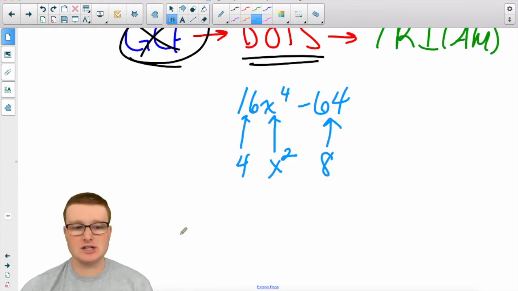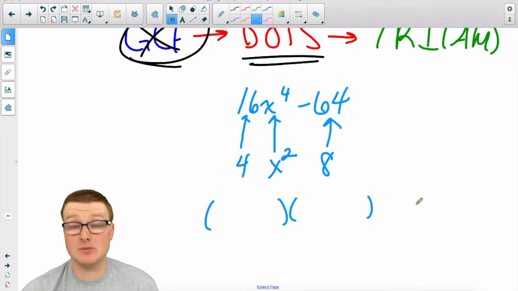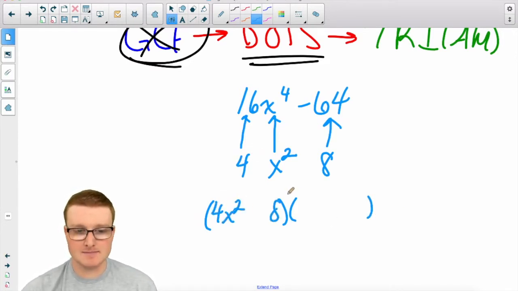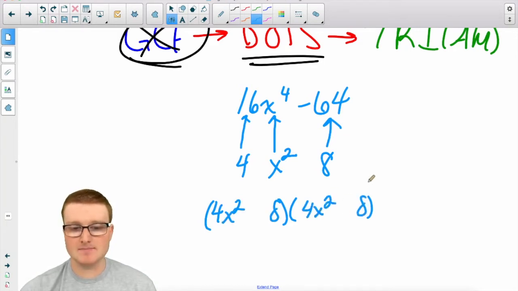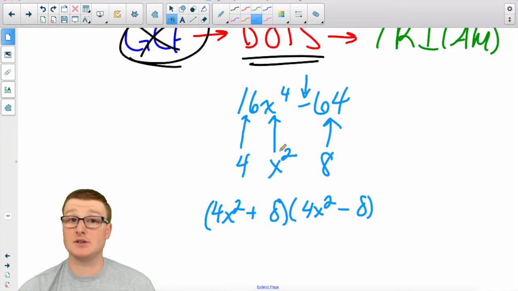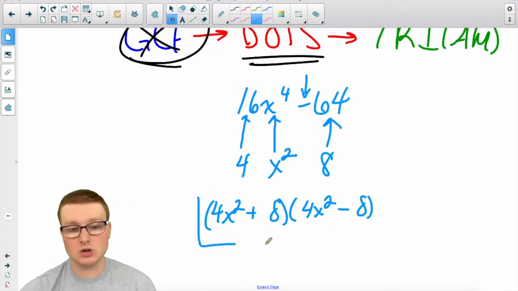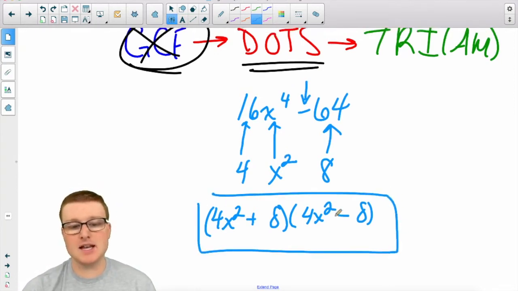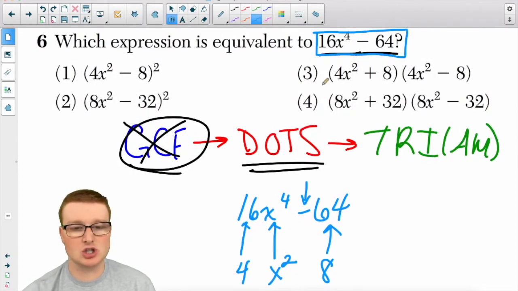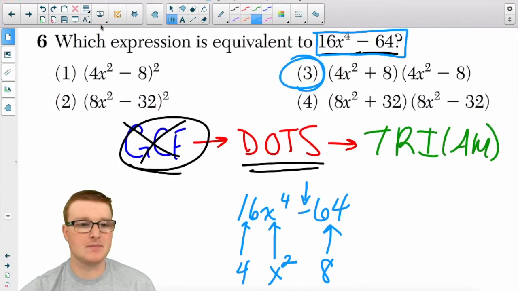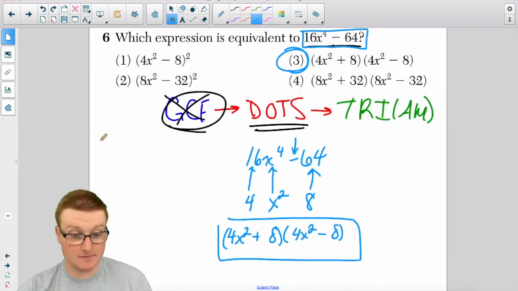So now what you're going to do is set up a double bubble. I call it a double bubble, or you could just set up two binomials. And we're just going to plug everything in. 4x squared and an 8. 4x squared and an 8. Now, in the difference of two perfect squares, you need to have a plus and a minus, because the middle term drops out and you're left with that negative sign for the 64. So your answer we're looking for is this: 4x squared plus 8, 4x squared minus 8. Your answer is choice 3. And that's it. Pretty simple stuff.